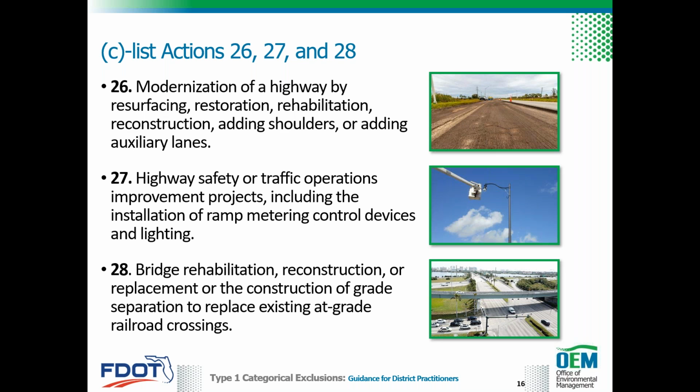C27 is highway safety or traffic operations improvement projects. This includes the installation of ramp metering control devices and lighting. Also, the construction of new roundabouts or traffic circles are considered traffic operation improvement projects under this CE. And C28, bridge rehabilitation, reconstruction, or replacement, or the construction of grade separation to replace existing at-grade railroad crossings. Bridge removal may be a component of a bridge replacement project under the CE.